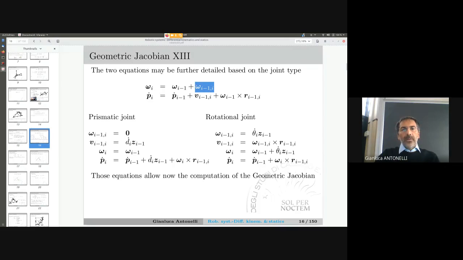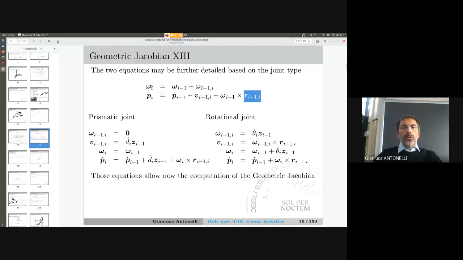Now, for the angular velocity, it is trivial from the notation aspect, because it's just the sum of the angular velocities. For the linear velocity, I have three terms: the linear velocity of the previous frame, the relative linear velocity, the subscript i minus 1 comma i means the relative between i minus 1 and i, plus, well, this is the effect of the angular velocity of the link, the cross product between the angular velocity and the displacement between the origins of the links.